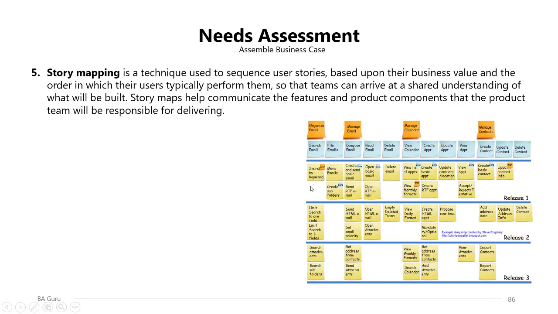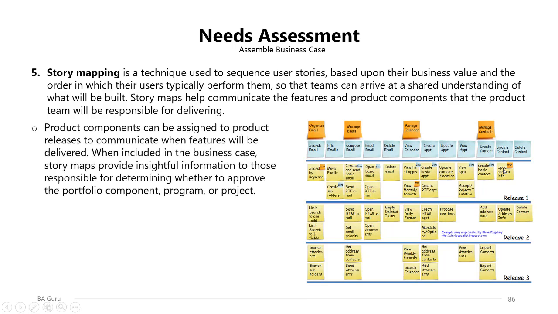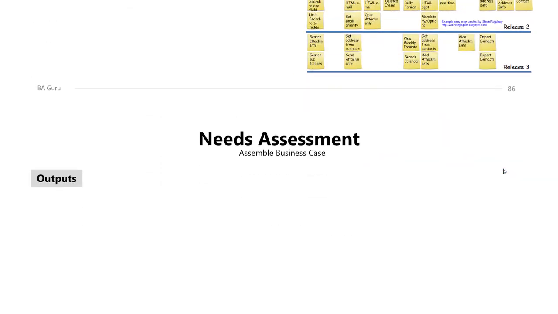From top to bottom, the priority is reduced, so the items at the top of the list are the items with the highest value or the highest priority, and we execute these user stories starting from left to right. Product components can be assigned to product releases to communicate when features will be delivered. When included in the business case, story maps provide insightful information to those responsible for determining whether to approve the portfolio component, program, or project.